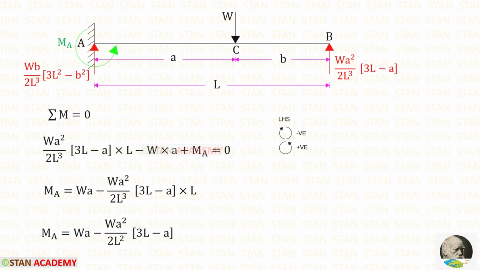Now let us apply the rule sigma M is equal to 0 and find MA. From the point B, I am going to take moments about A. In this case, I am moving towards left hand side.